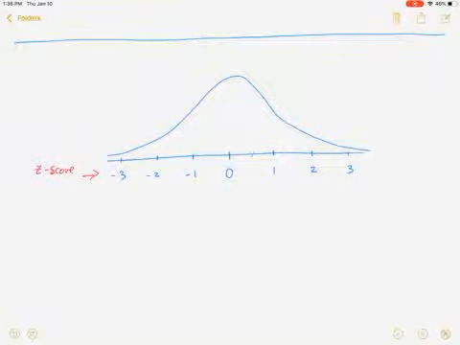Then if I have other data that is not on the mark, I can find the z-score by using the data x minus the mean, over the standard deviation. So that is the formula to find the z-score: the data minus the mean, divided by the standard deviation.